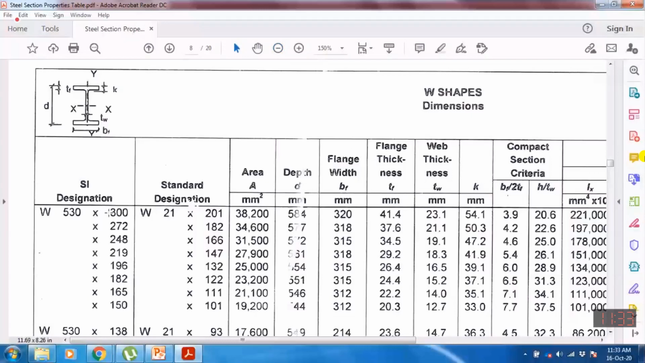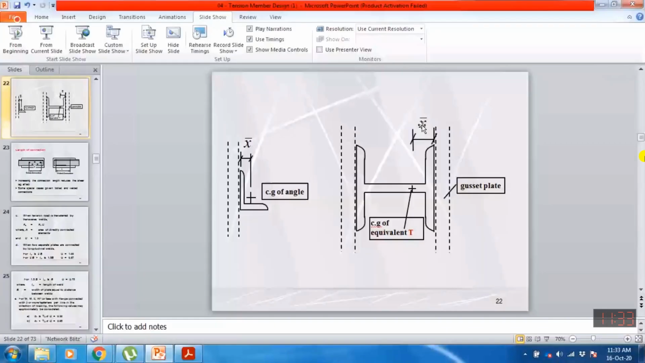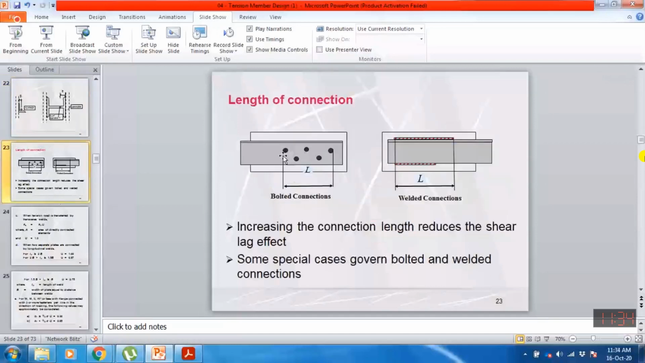It means that in this equation for this I section, you will substitute the X bar value equal to K. And for this angle section, the centroidal location can easily be obtained from the LRFD design aid, from the sectional properties of the angle section. And then what is L? L is the total length of the connection, meaning the length along the length.